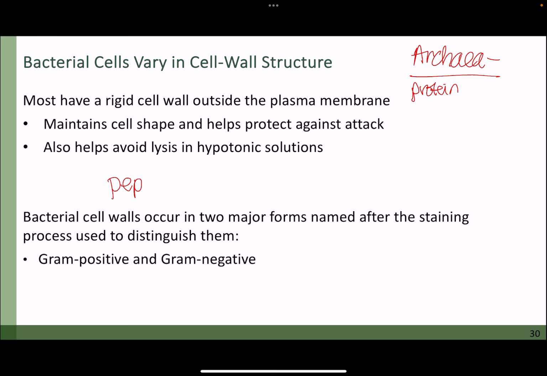So it helps the cell to maintain shape. It helps to protect against attack. It helps to protect against infection, so against viruses, against conjugation and whatnot. It's not perfect. We do still have viral infections. We do still have conjugation happening, but it does help to protect against that. It also helps the cell to avoid lysis. So lysis means to break.